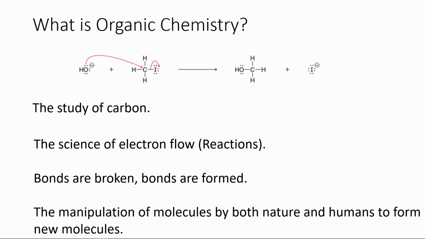The manipulation of molecules by both nature and humans to form new molecules is the primary importance of organic chemistry. Nature itself does organic reactions constantly in your body, in the environment. We're also able to do these reactions as humans in a laboratory setting, in, for example, a flask, where we're able to manipulate molecules, break bonds, and form bonds.